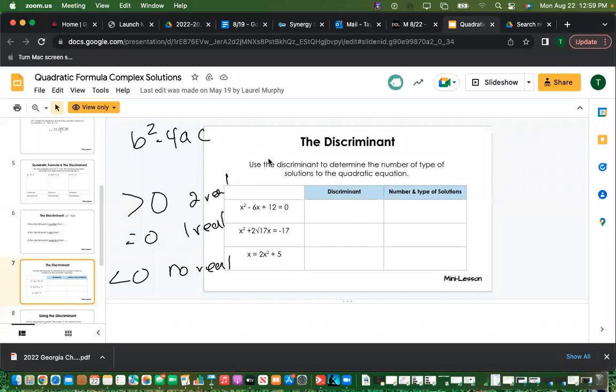All right, so with the discriminant, we're going to substitute into that b squared minus 4ac. Okay, biggest thing is you've got to make sure that it's in standard form. So for instance, on this first one, if we substitute in, we're going to get negative 6 squared minus 4 times 1 times 12. When we simplify, this is going to give us 36 minus 48, which is going to give us a negative 12. So that means that I'm going to have 0 real solutions.